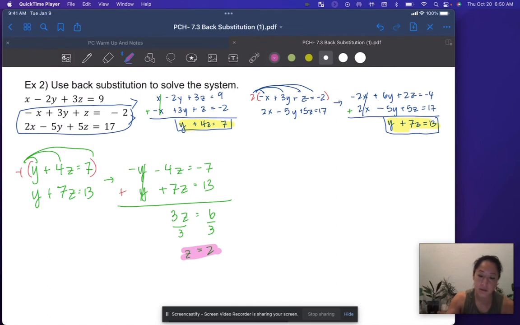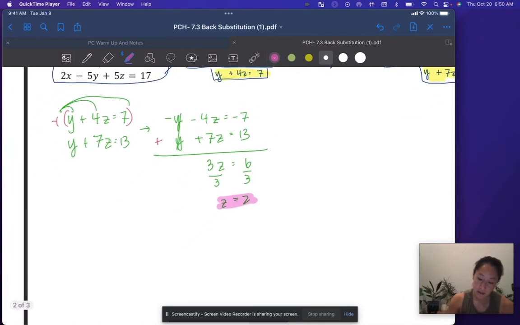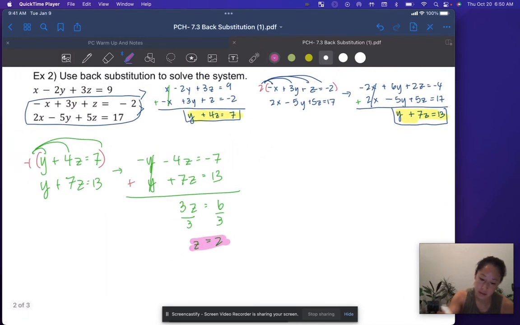We know z is equal to 2. Okay, so the next part is we're going to back substitute. So I'm going to take my original equations.